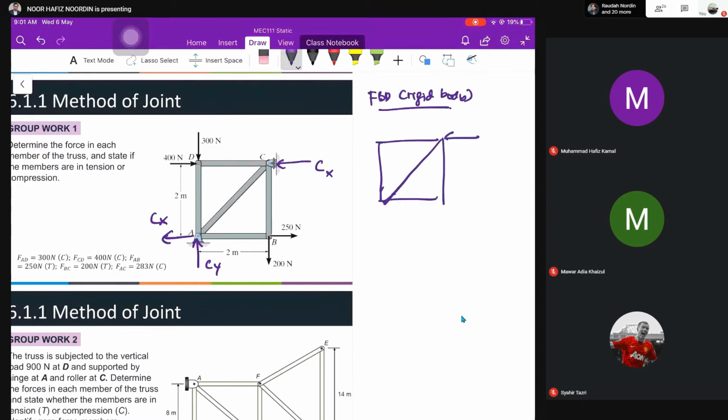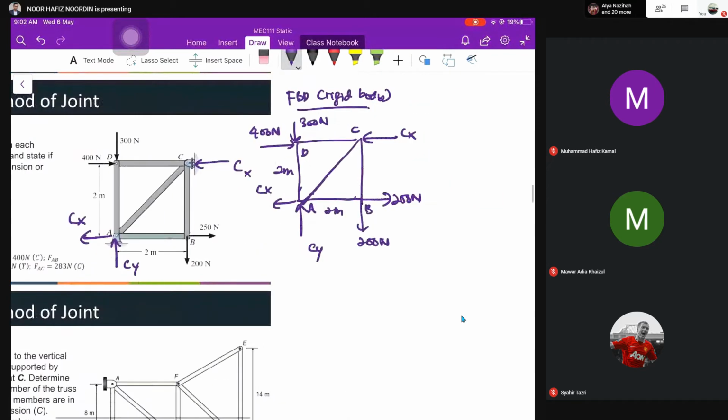and then we have CX, CY, CX, and then force 250 Newton, and then 200 Newton. This one is point A, point B, point C, and point D. So at D here we have 400 Newton force, and then 300 Newton force. Alright. So the length is 2 meter. Square meter there. Okay.